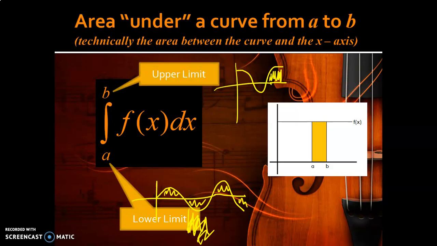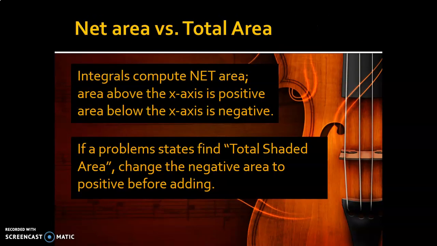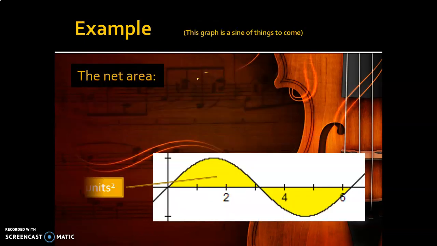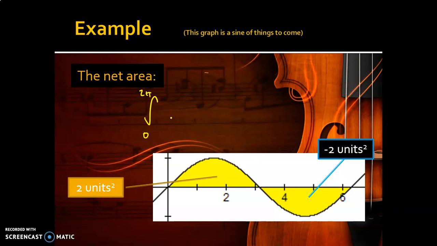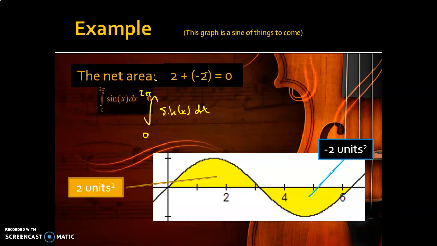In Unit 6, when we talked about the area, we were always using area formulas, and we'll get to that in a second. One thing to note is when you do a definite integral, a definite integral is going to find the net area. So if it's above the axis, it's positive. If it's below the axis, it's negative. If we want the total shaded area, anything that was below, you need to change to a positive number before adding them together. So for example, the net area for this, which is the integral from 0 to 2 pi of sine of x dx, that's what the net area would be. And it would be 0. So the integral from 0 to 2 pi would be 0.